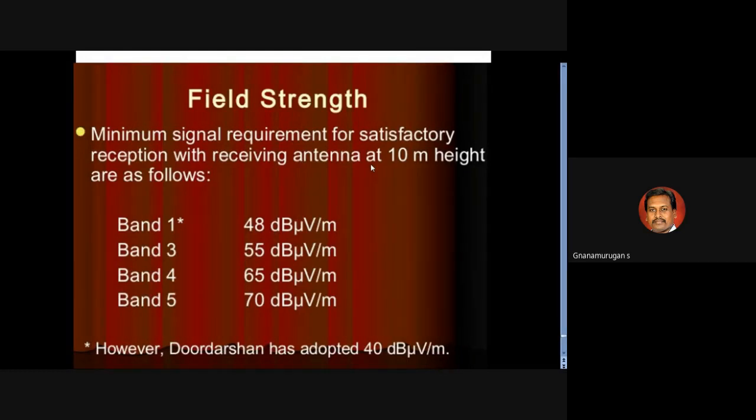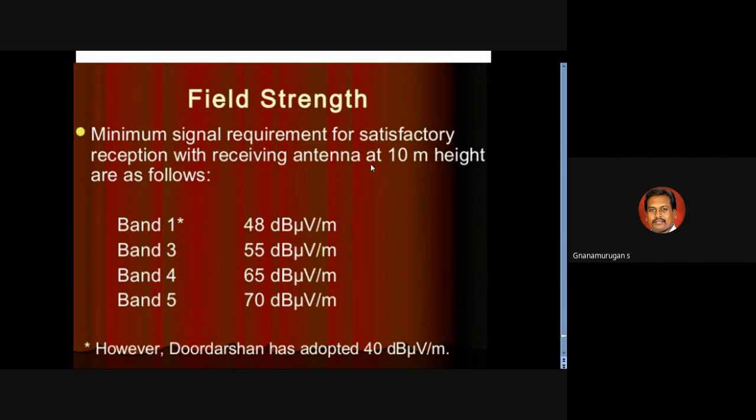Suppose you want to start network communication, you can get the license from the IEEE standard. That means the IEEE band. So different types of IEEE bands are available: band 1, band 3, band 4, and band 5.